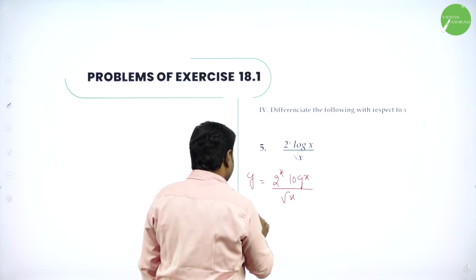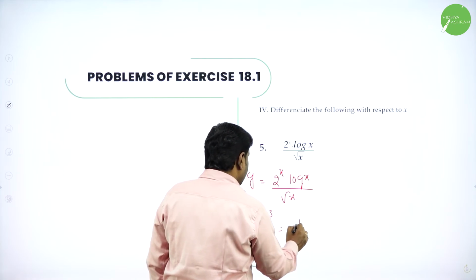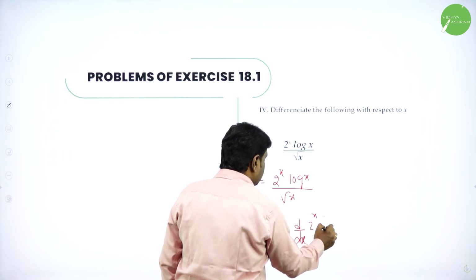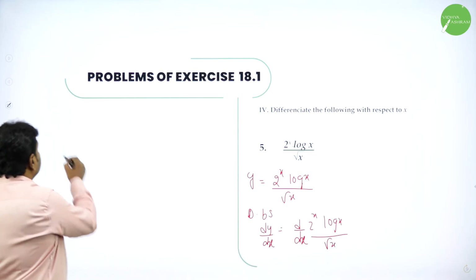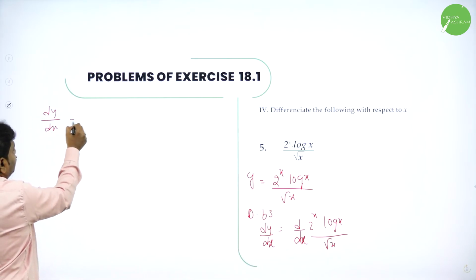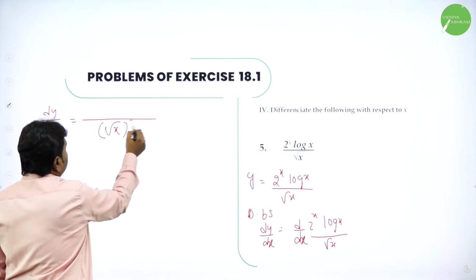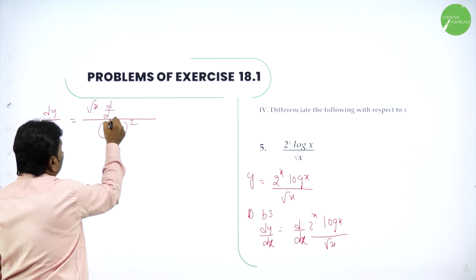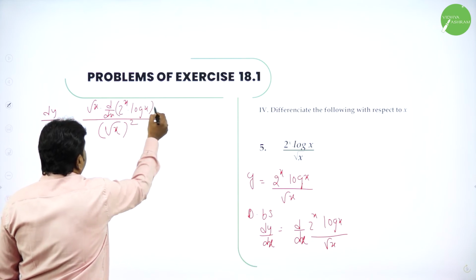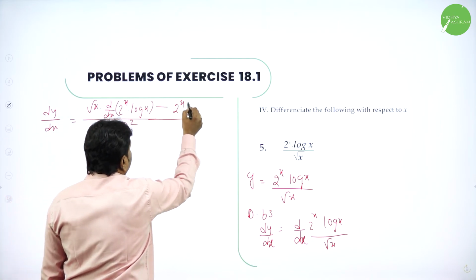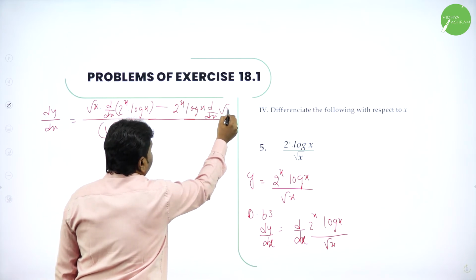So differentiate both sides. Then dy by dx is equal to dy by dx of 2 power x log x divided by root x. Now use the quotient rule as usual. So dy by dx is equal to, in the denominator, the denominator the whole square, that is root x the whole square. In the numerator, root x into the derivative of the numerator, that is 2 power x into log x, minus the numerator, that is 2 power x into log x, into d by dx of the denominator, that is root x.